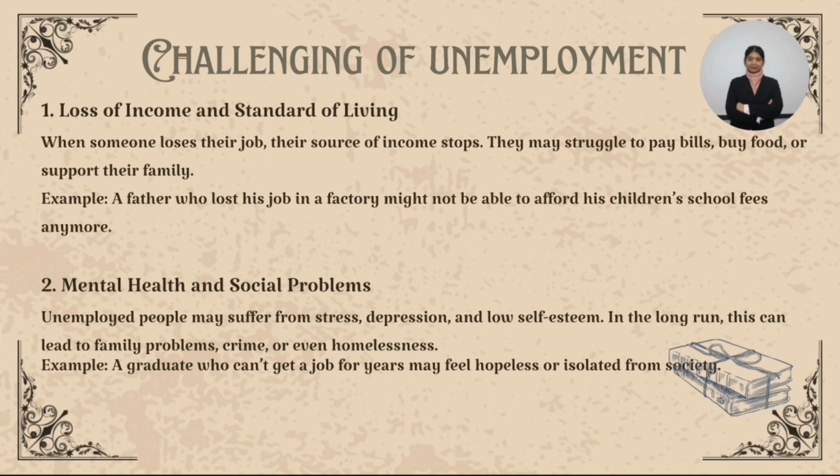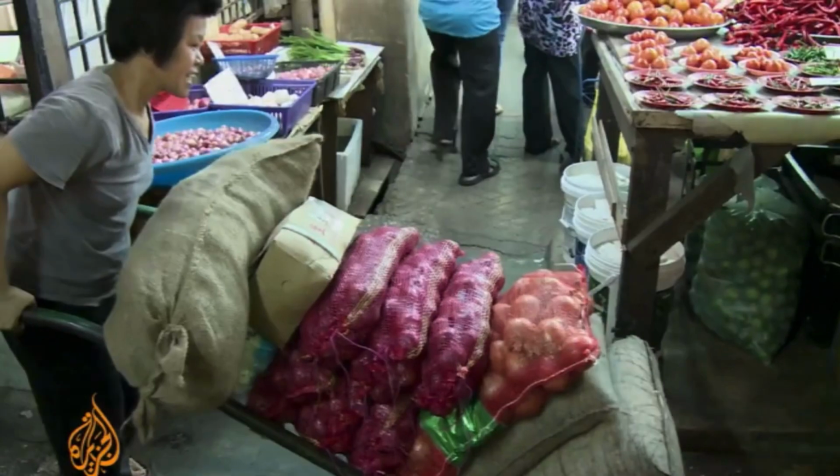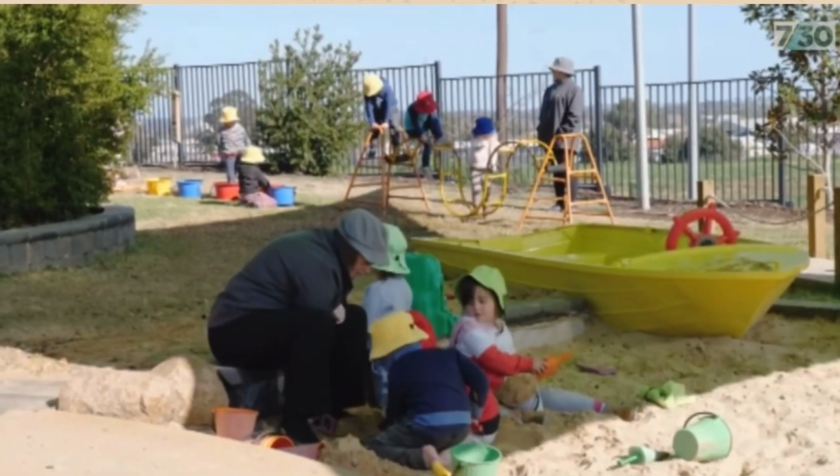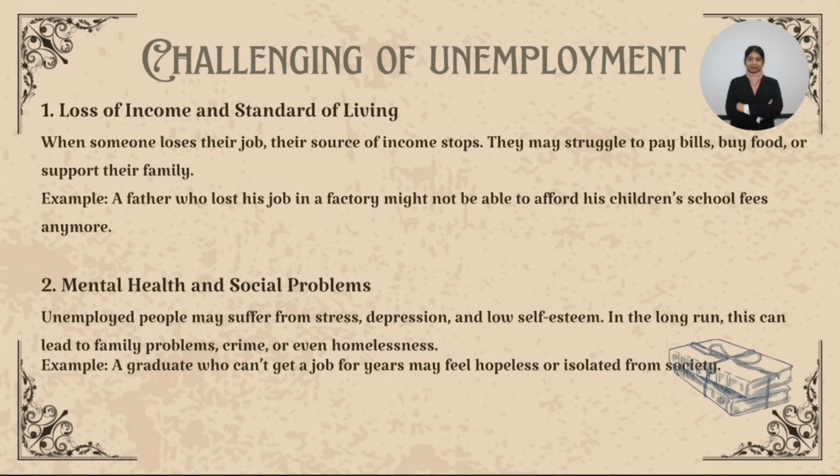So today I'm going to share with you about the challenges of unemployment. This can affect not just individuals but also families, government, and also the whole country. So the first one is loss of income and standard of living. When someone loses their job, they also lose their income. That means they might struggle to pay bills, groceries, or support their loved ones. So for example, imagine a father who works in a factory. If he loses his job, he might not be able to pay for his children's school fees anymore. So this is how badly it can affect a family.